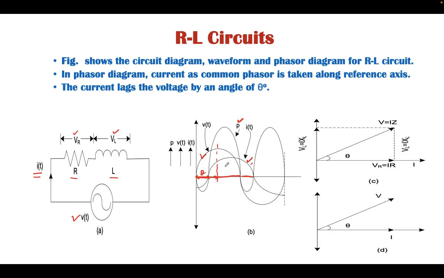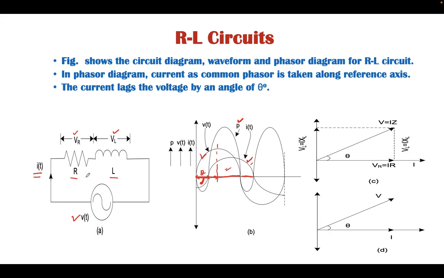In the case of a purely inductive circuit, the positive and negative half cycles of power were equal, but in this case the positive and negative parts of this wave are not equal. Hence we can say that in an RL circuit there is always a power consumption, but in a purely inductive circuit there was no power consumption.